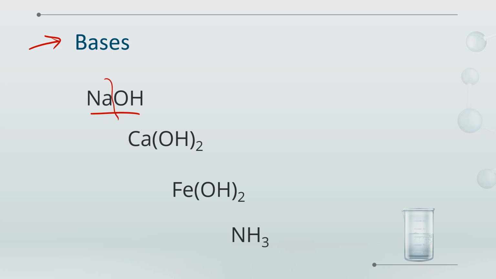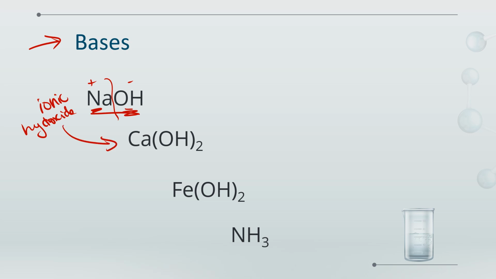Sodium hydroxide is a very strong base. It is going to completely dissociate into sodium ions and hydroxide ions in water. It's what we call an ionic hydroxide because there's an ionic bond between the sodium and the hydroxide. Completely dissociates, super strong base.